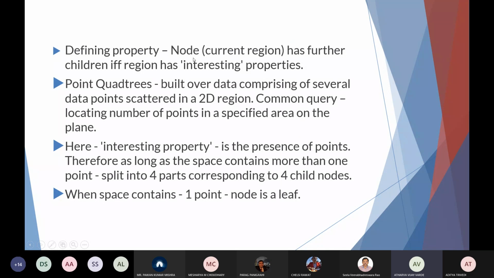Now, quadtrees can be of two types majorly. One is a point quadtree, which we showed in the earlier figure, which is built over data comprising several data points scattered in a 2D region. The interesting property in the case of a point quadtree is the presence of points in the region. So we generally stop splitting the region of the quadtree when there is only one point, or when there are a fixed number of points after which we do not want to split any further. Most quadtrees that we will consider later will have the property that we go on splitting the area until there is exactly one point in that given area.